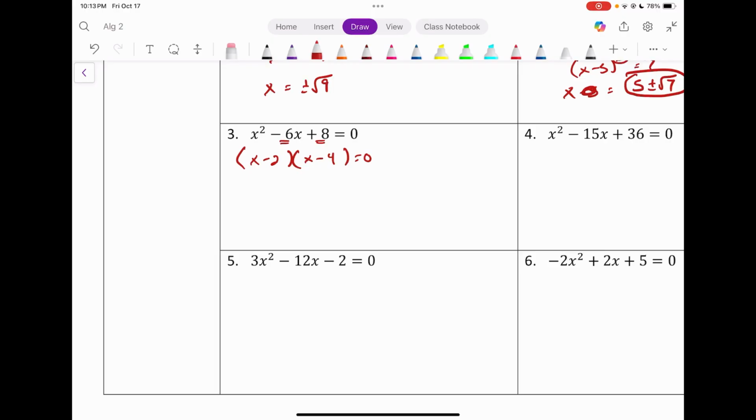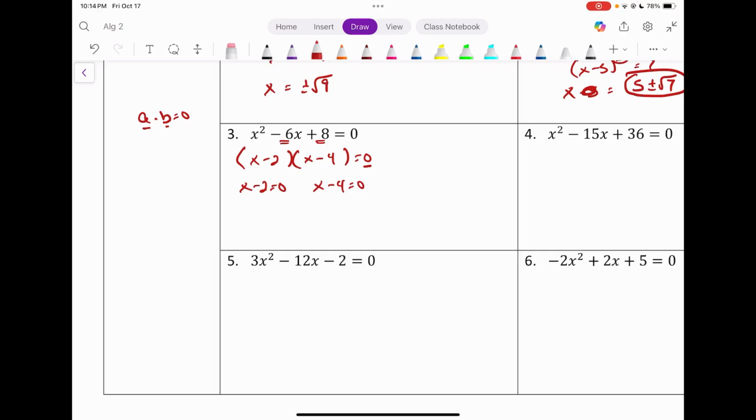We're going to use what's called the zero product property. If two things multiply to give you 0, one of them's got to be 0. So either x minus 2 is 0 or x minus 4 is 0. You can split it. Once you split it, solve it like we have been.